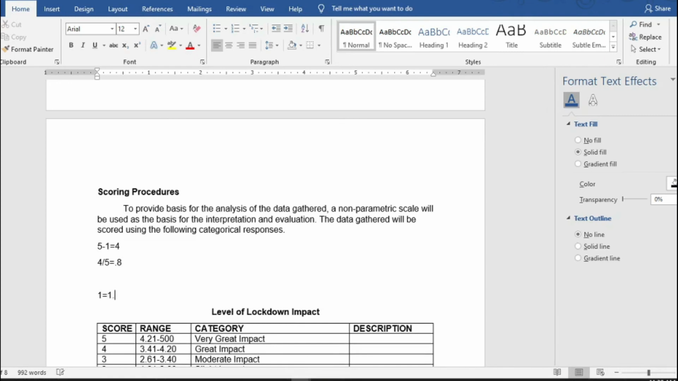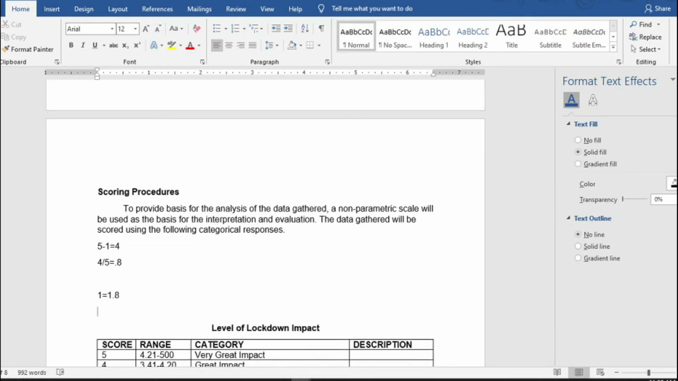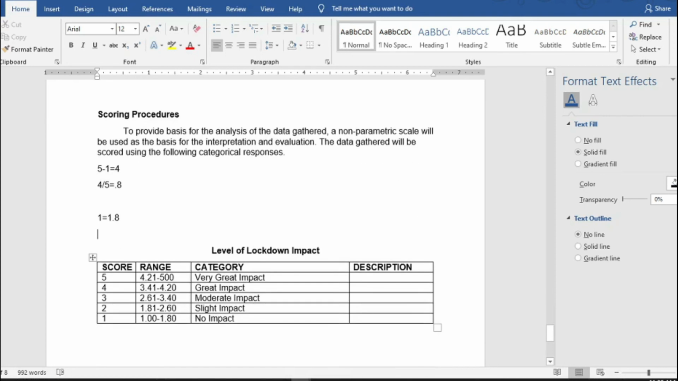So it becomes 1.8. From 1.8, you increase by another 0.8, and so on and so forth. So you have 1.81 to 2.60. That is how you do it, until you reach 5. So if a score falls within a particular range, 2.61 to 3.40, it is moderate impact.